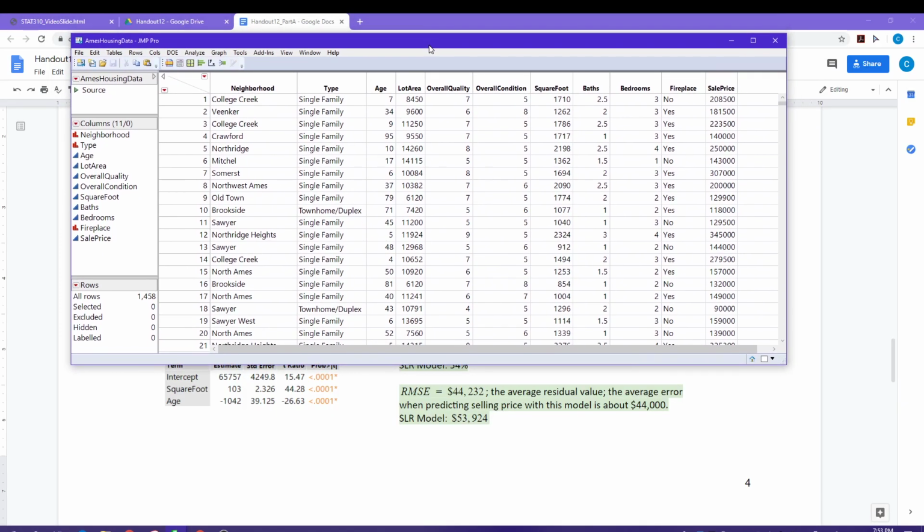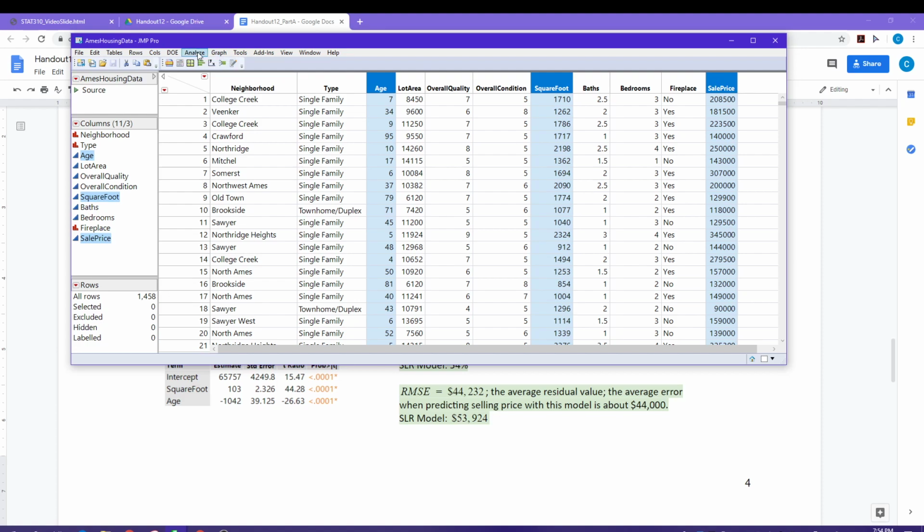So here's the Ames data. It has a lot of homes in it, about 1,500 homes, and several variables. Again, we're going to use sale price. That's my response. I'm going to use square foot and also age here. So my predictor variables are age and square foot. My response variable is sale price.